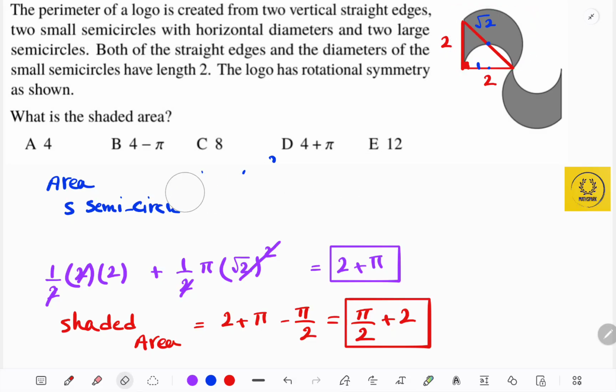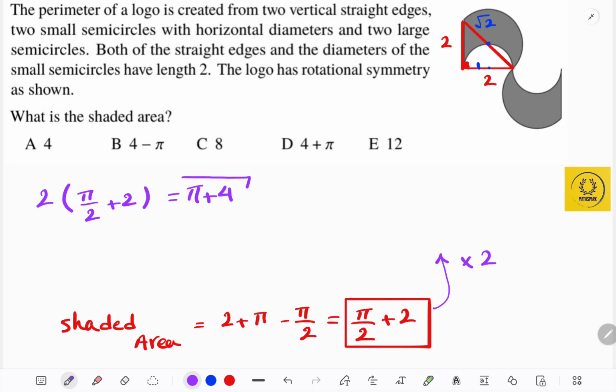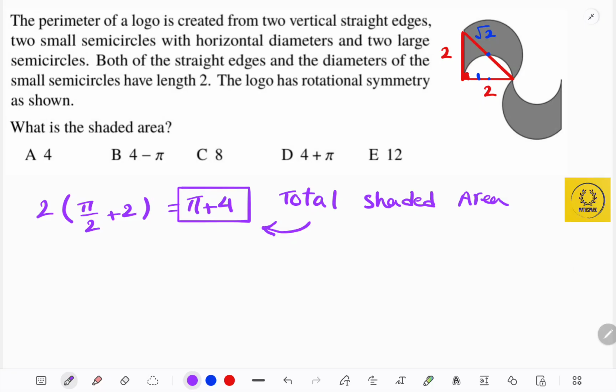Okay, so the only thing that we need for finding the total shaded area is to multiply this number by 2. So pi halves plus 2 multiplied by 2. 2 times pi halves is pi. 2 times 2 is 4. So total shaded area is pi plus 4. So our final answer is choice D.